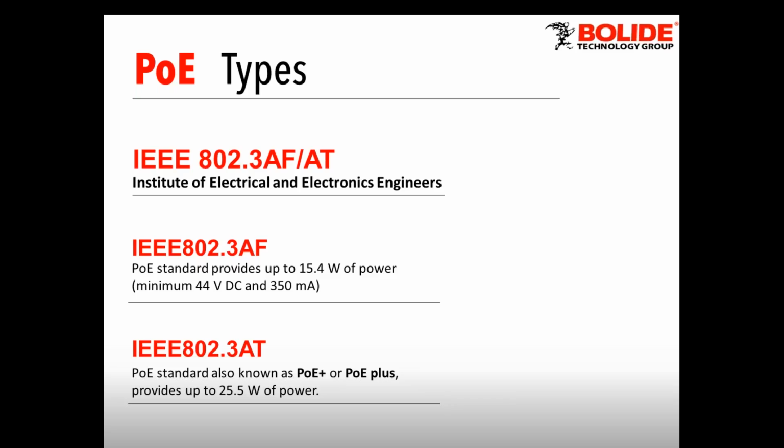A standard PoE switch, which is AF, is 15.4 watts of power. And you're going to need a minimum of 44 watts DC going into that to power that device. Then we have 802.3 AT. This is a PoE plus. What's the difference? This gives you more wattage, 25.5 watts of power per port.